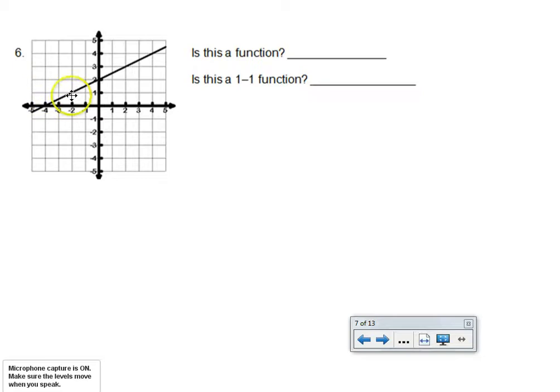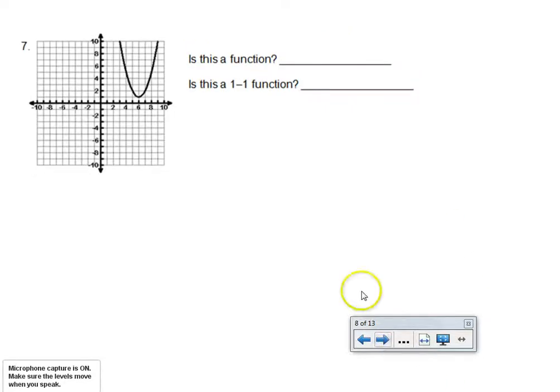This does pass the vertical line test, so yes, and it also passes the horizontal line test, so yes, this is a one-to-one function. This passes the vertical line test, it is a function, but it would fail the horizontal line test. So write yourself a little note. That's why it's not a one-to-one function.